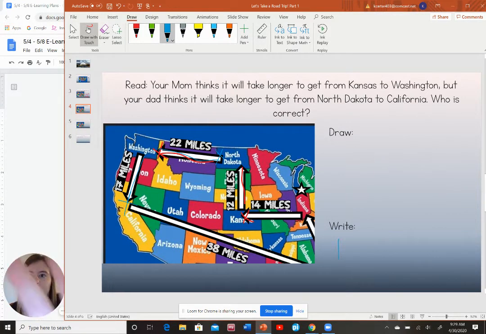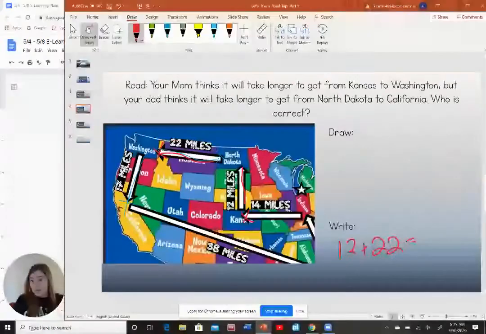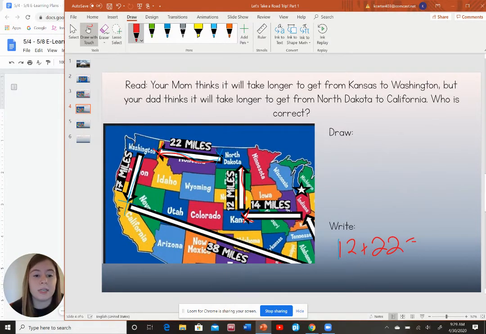So I'll write hers in red to match the map. 12 plus 22. So we can go ahead and do that. Again, I'm just going to go ahead and draw my base 10 blocks. So to make 12, we need 1 10 and 2 1s. And then to add 22, we need 2 10s and 2 1s. 1, 2, and then we add them up.